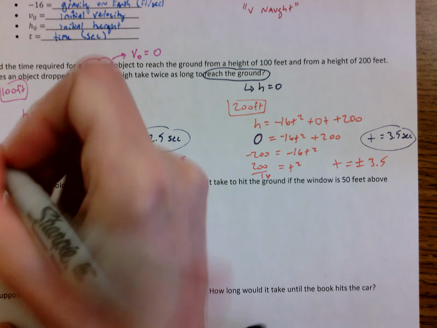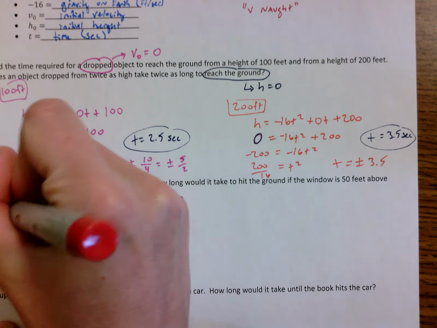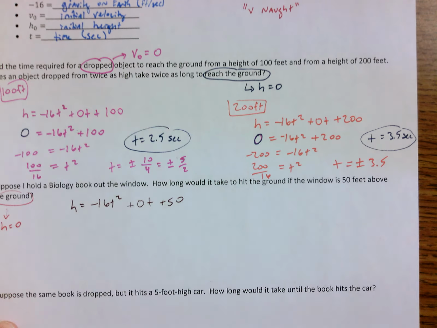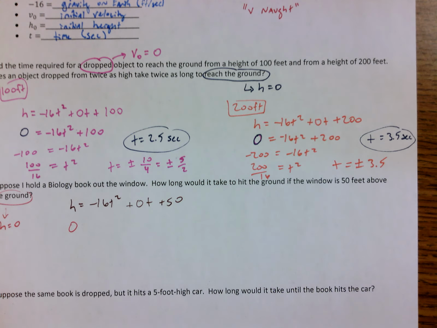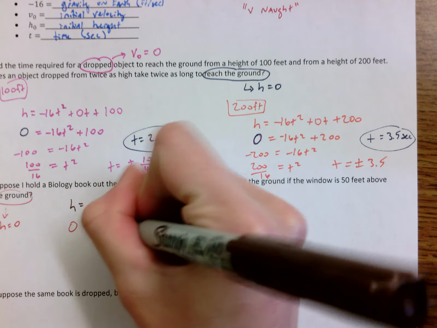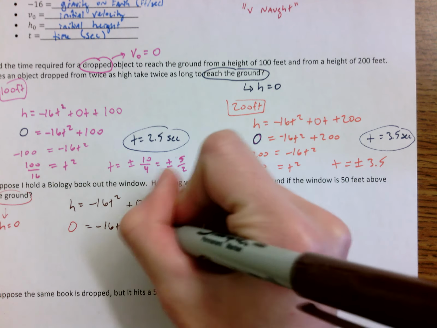I want to know when is it going to hit the ground? Well, that tells me I'm looking for when the height is 0. Okay, so I'm going to plug in 0 here, and then we will solve this equation. So it's going to be 0 equals negative 16 t squared plus 50.